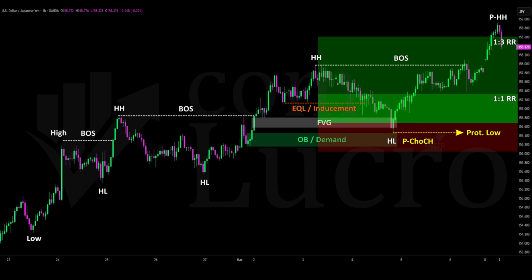Price takes the inducement liquidity, retraces into the fair value gap positioned inside the premium zone, which becomes a very attractive area for a long opportunity. As you can see, price then reacts strongly from that area, pushes upward, and eventually reaches the target.